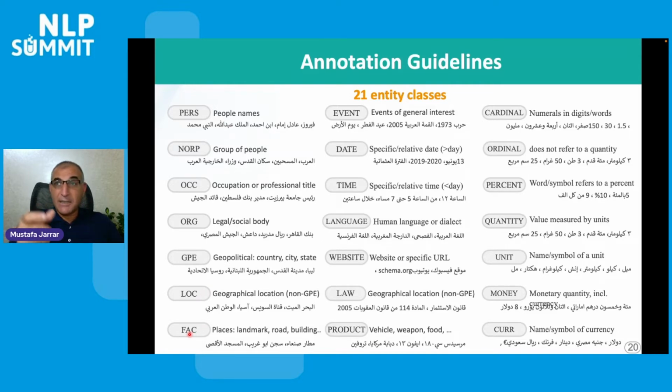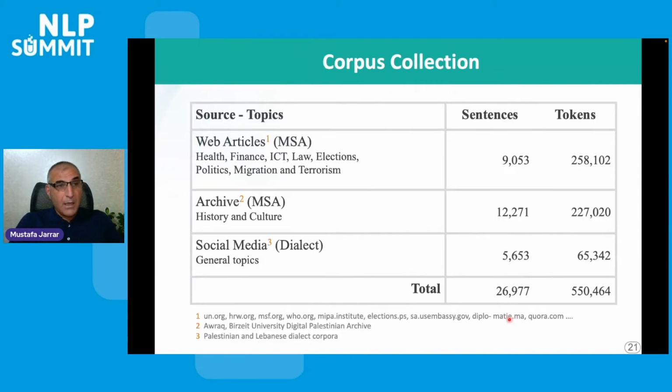We also have facilities or landmarks, names of places, like roads, buildings, and so on. We also cover events, date, time, language, website, laws, products, cardinal and ordinal. So we distinguish between cardinal numbers and ordinal numbers. Percent, quantity, unit, money, and currency. These are the types of entities we have in the corpus, and that our model actually recognized.